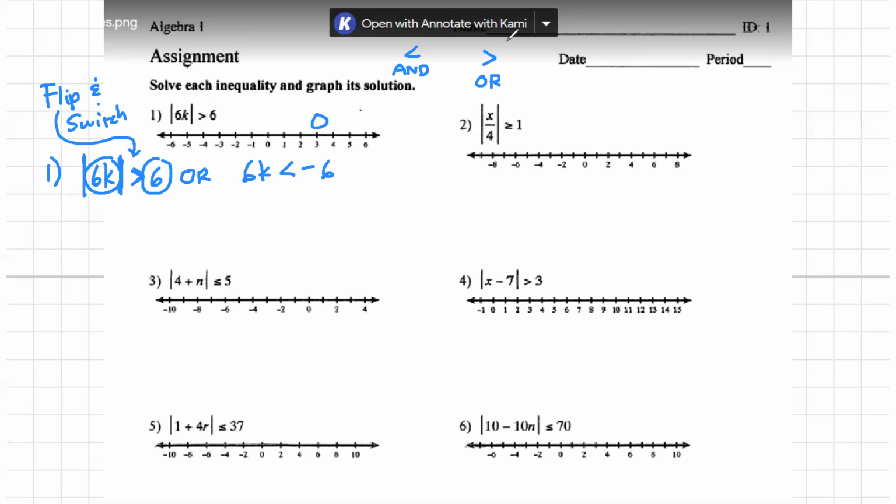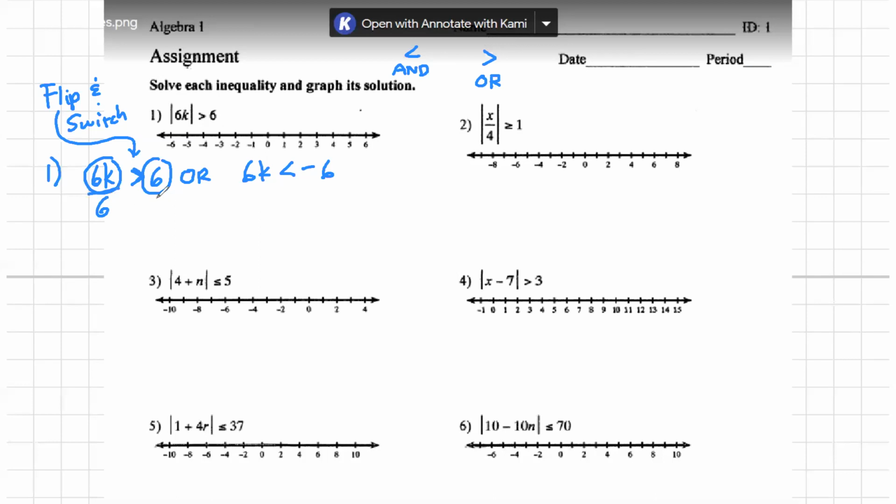Okay, so now we're going to solve both of these. This one I can drop the inequality sign. So I'm going to pretend here, I'm going to erase the absolute value sign. Okay, because this is the first one. You just do it like normal. That's what everybody does. Everybody knows how to do this part, but they forget to do this part, the flip and switch part.